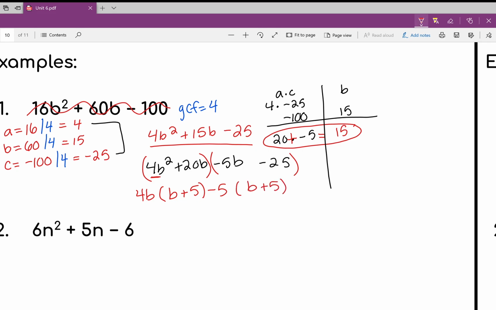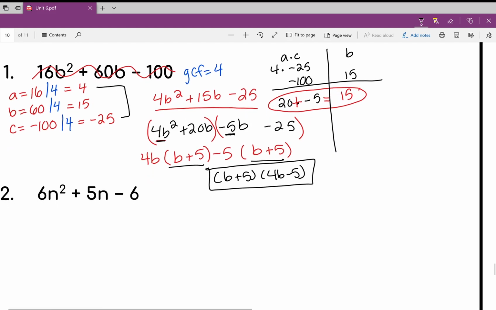Same as before, my parentheses have to match. These have to match right here. And again, I took out the first term from each one. So that means my answer is b plus 5 and 4b minus 5. Same as before. Just like last time, this seems like a lot of steps, but as we go through it, it's going to get easier and easier. Okay, let's look at number 2.